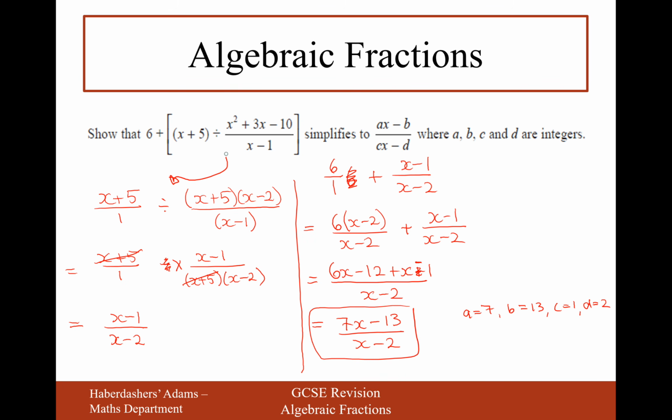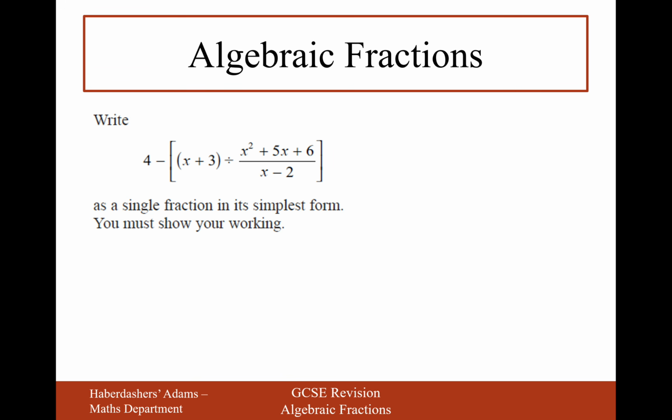So what we did with this one was we did this calculation here first, the inside of the square bracket first, remembering our rules for dividing fractions, and then we added in the 6 by treating 6 as 6 over 1, and then creating a common denominator again and adding our fractions together. So there we are, that's the answer for this one. Let's move on to the next one, pause the video and give this one a go.